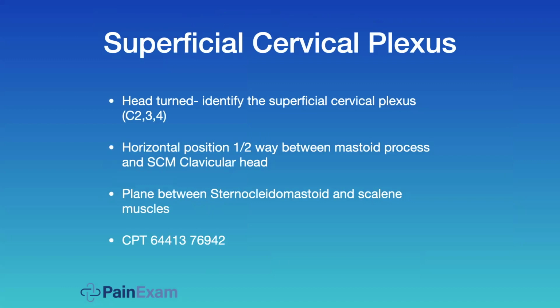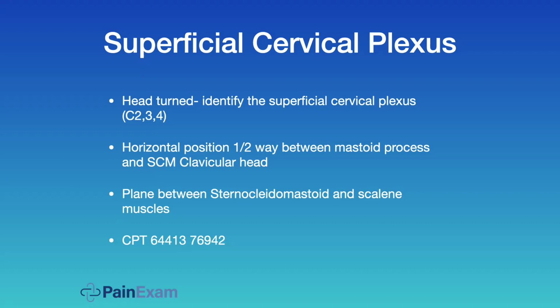Superficial cervical plexus block. Turn the head. You identify the superficial cervical plexus. It's at C2, 3, 4. The nerves originate to become this plexus. Horizontally, you could put the ultrasound probe halfway between the mastoid process and the sternocleidomastoid at the clavicular head. The plane between the sternocleidomastoid and the scalene muscles is where you're working. The code is 64413-76942.